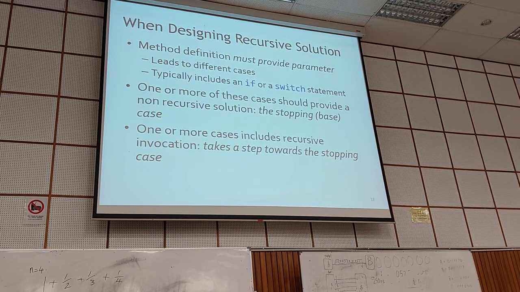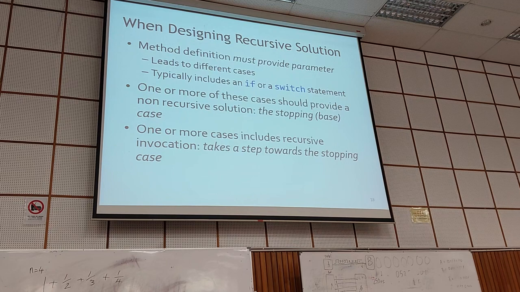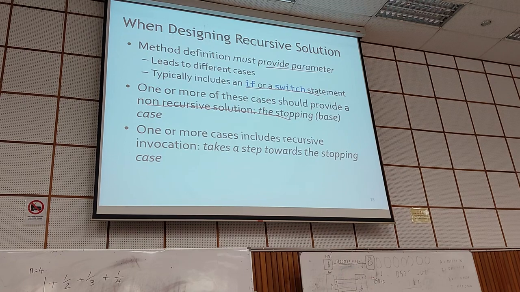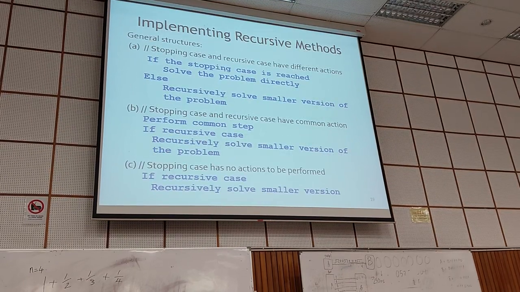When you're designing a recursive solution, the method definition must provide parameters. It typically includes an if or switch statement, and one or more of these cases should be non-recursive, that means the stopping case. Those are the things you need to take a look at. Some of the rules you have to follow in general: if the stopping case is reached, a direct solution is found. Otherwise, call the recursive method. That's one way.